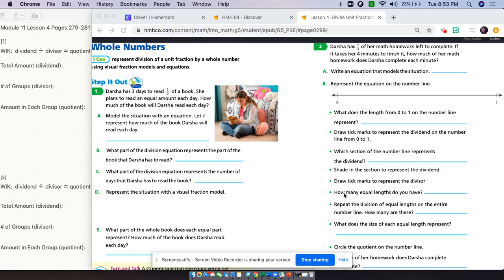Hey boys and girls, today we're on module 11, lesson 4. By the end of this lesson, you're going to be able to represent division of a unit fraction by a whole number using visual fraction models and equations.